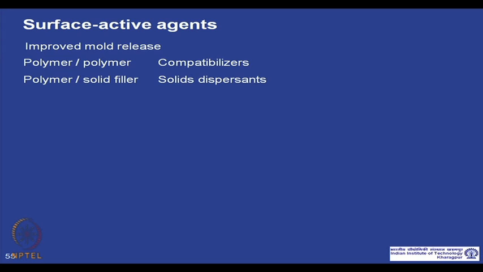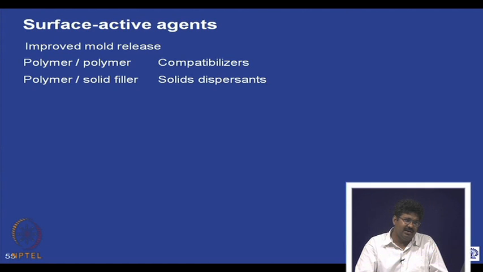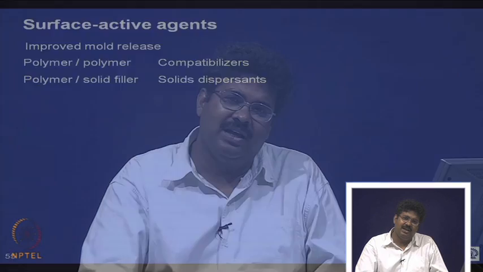Some other applications work on other types of surfaces, like polymer mold surfaces, to improve the mold release property of the polymer material. Mold release agents are added. Mold release agents are basically polymeric surface active agents which have a long hydrophobic tail, and because of the presence of this low surface energy long hydrophobic tail, they migrate to the surface, and as a result they form a lubricating layer on the polymer surface, so the polymer can be easily released from the mold.